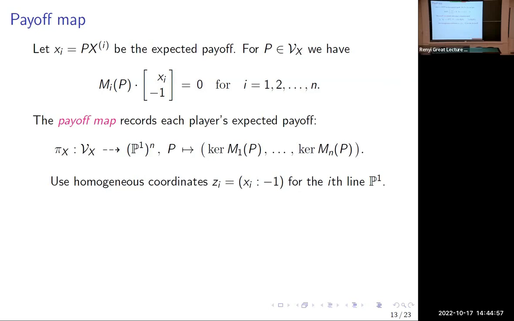Now, the payoff map records each player's expected payoff, but I'm going to look at this in the compactified setting of a product of projective lines. So I have this map. The dashed arrow means it's a rational map. It may not be defined everywhere. I simply take my point P upstairs in the Spohn variety, and I map it to this vector of length n, the kernels of these matrices. And Zi, I'm using homogeneous coordinates for the xi.